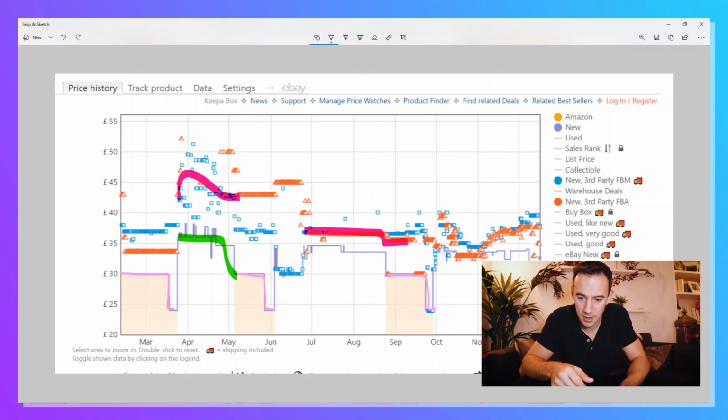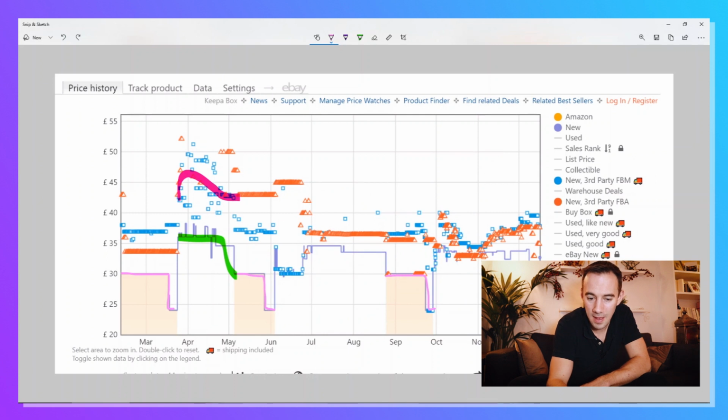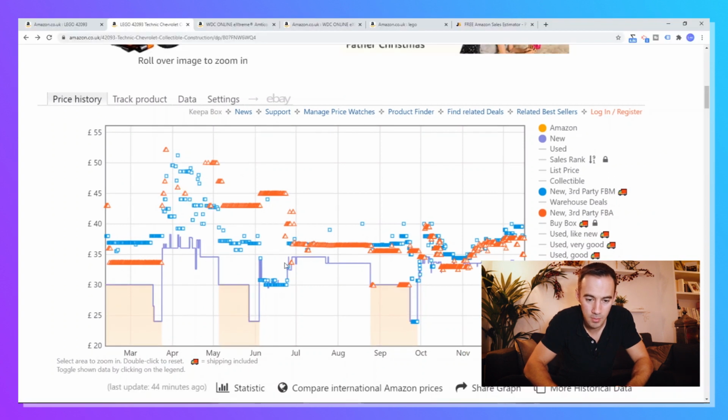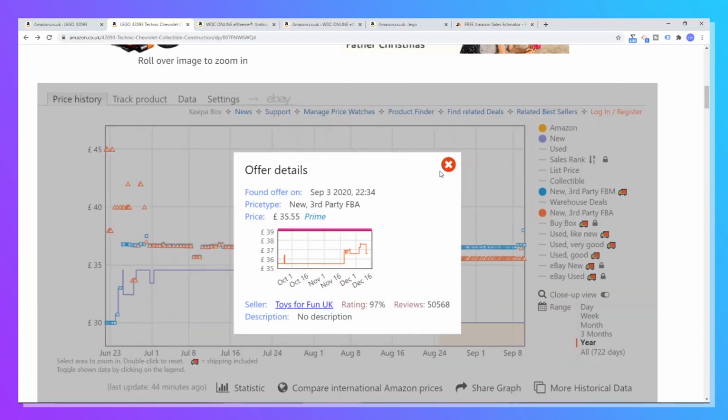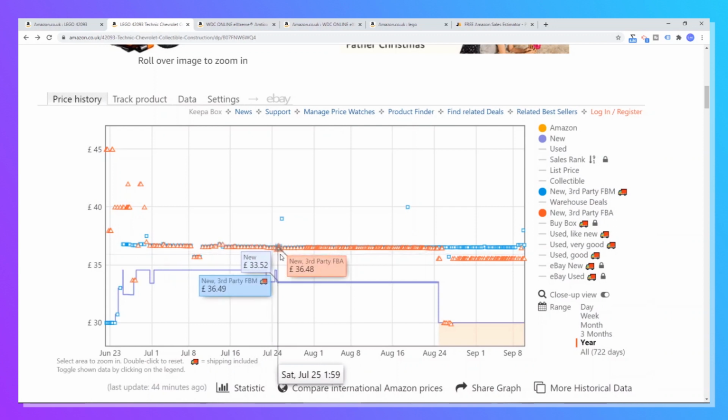Now, what can I see? If I zoom out, I can see that this FBA price is pretty straight, but it does look like it's got some movement in it. So if I come back to the graph and zoom in on that section, what am I going to see? I'm just going to hover across.